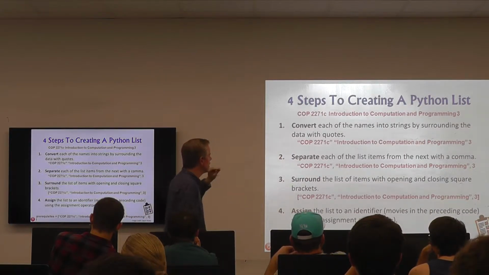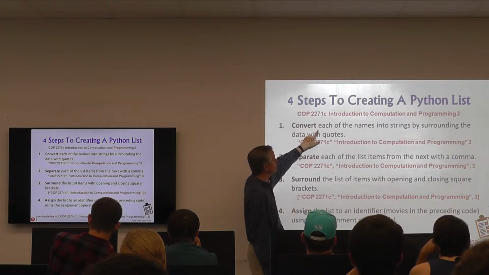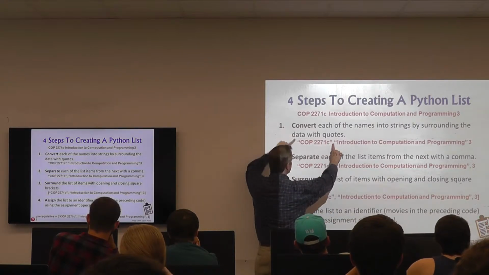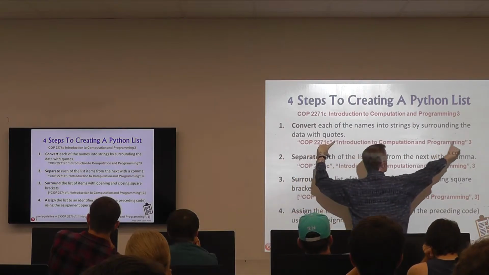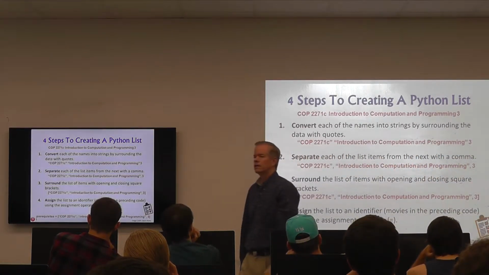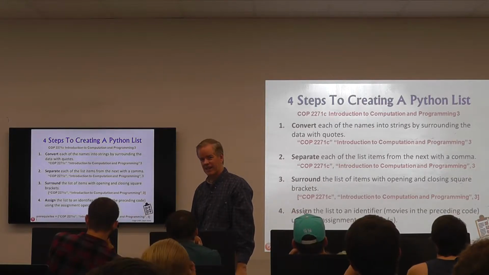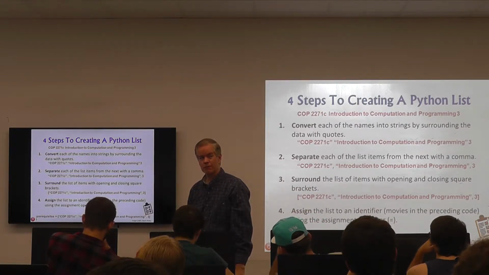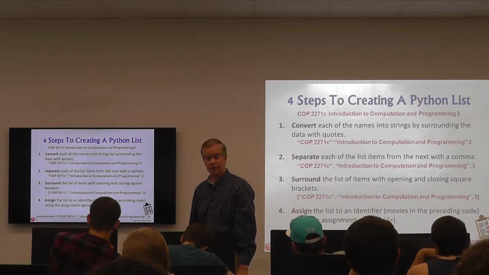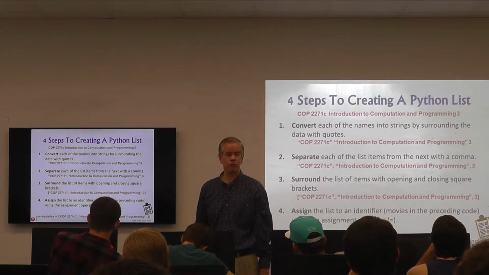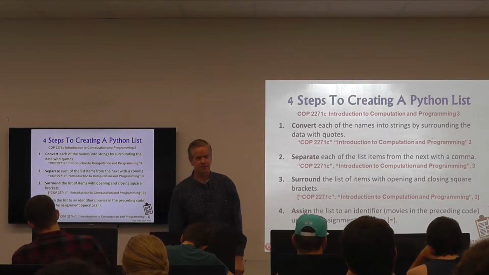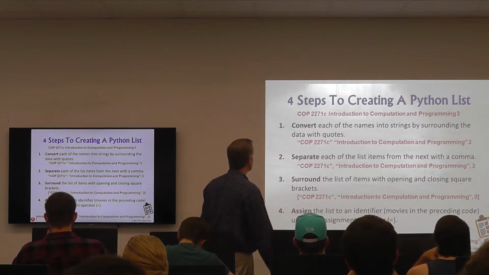So how are we going to do this? Number 1, we're going to convert each one of the names into strings. And how are we going to do that? Double quotes. So we put double quotes around the catalog number. We're going to put double quotes around computation and programming, and we're going to put double quotes around the 3. I'm sorry, we put double quotes around the 3? Really? We're going to turn 3 into a string? Is it going to be useful to us to have 3 as a string? No. Cool. Then how about we don't put double quotes around the 3, okay? All right. So we're done with that.